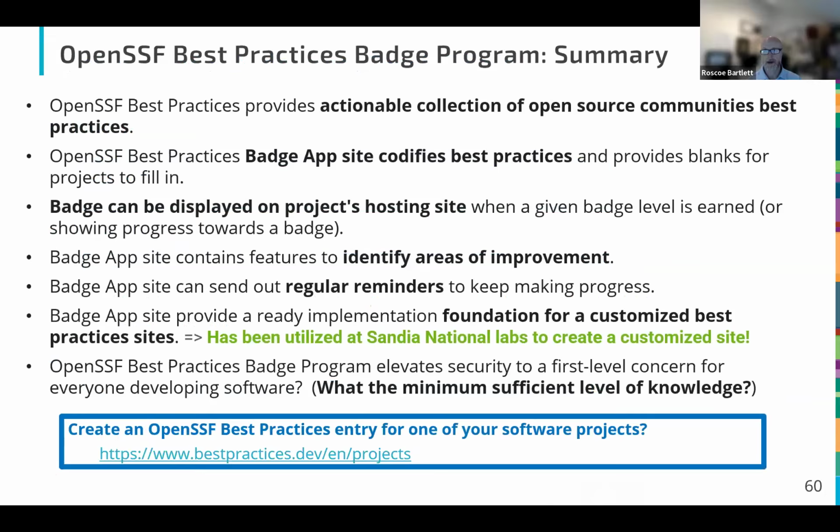In summary, just to reiterate, the best practices badge program is a set of actionable best practices collected from the open source community. That's a lot of best practices, but the badge app site codifies many of them and provides links to fill them in. There's a lot of automation in terms of checking URLs and so forth. It can fill in a lot of things for you automatically when you first create it. If you have a project on GitHub, you can just point to it and it'll fill in a lot of things automatically, if you're using the standard file names for things like license, README, and contributions.md.